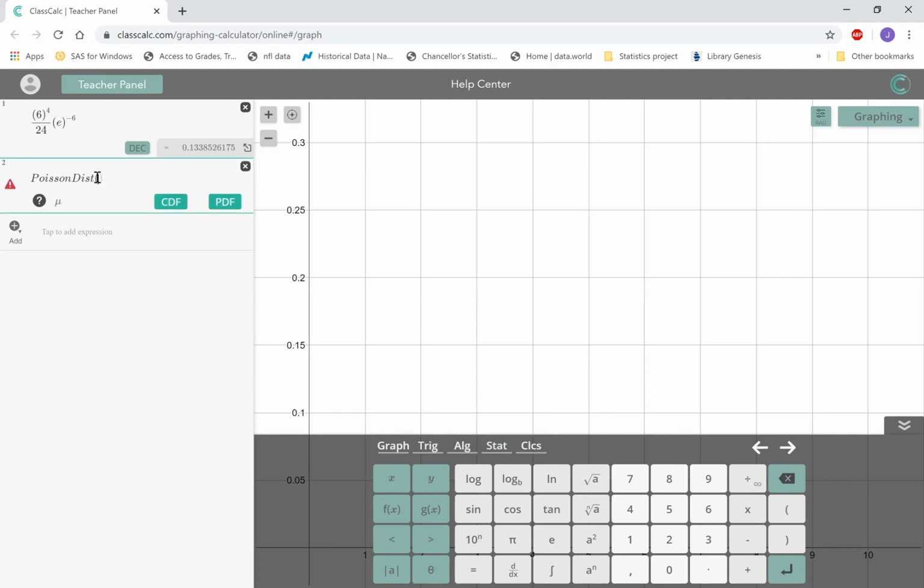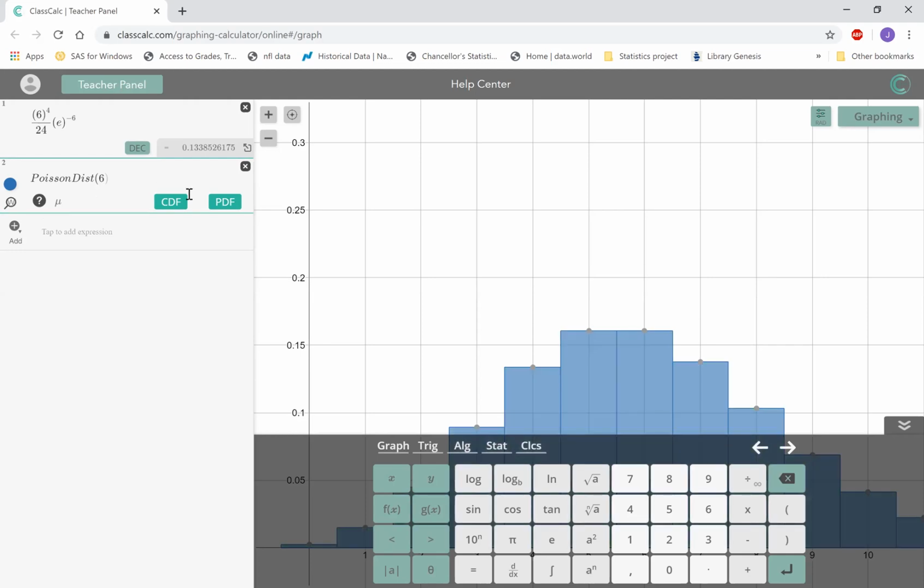If you look at it, the only thing it asks for is mu. So mu in this case is lambda times t, which we got to be 6. You choose PDF, you choose 4, and it gave us the exact same answer that we got by doing it by hand. Any question for A?